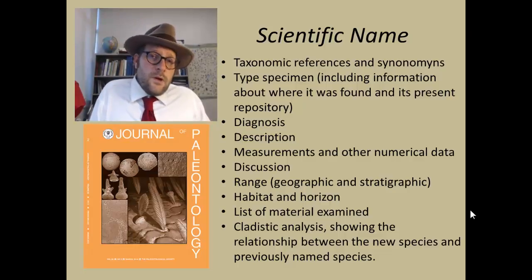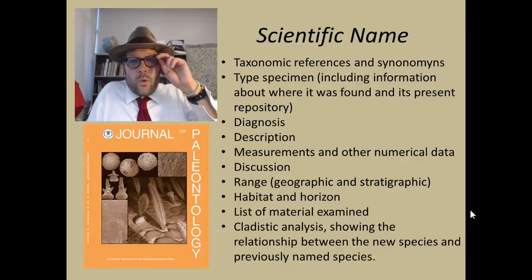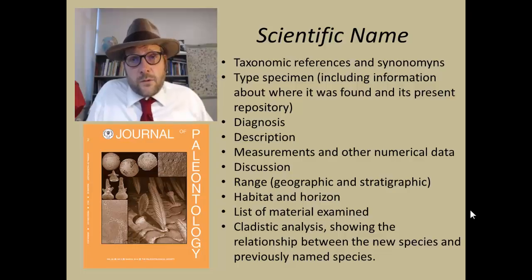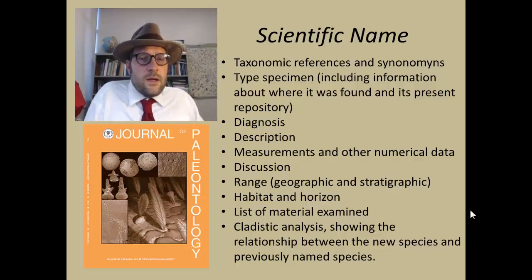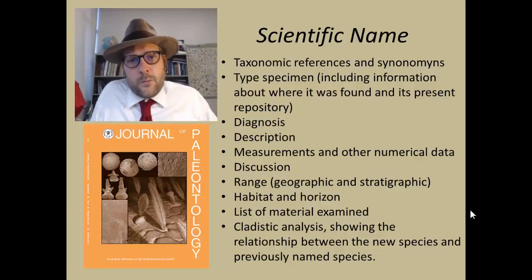So you have the name, you're going to have the taxonomic references and any synonyms that you're going to put in there. You want to include your holotype, your type specimen, and you want to include information about where it was found and its present repository, what museum you put it in, and oftentimes you'll put the catalog number and the locality number of the specimen so people can actually come to the museum and take a look at it.